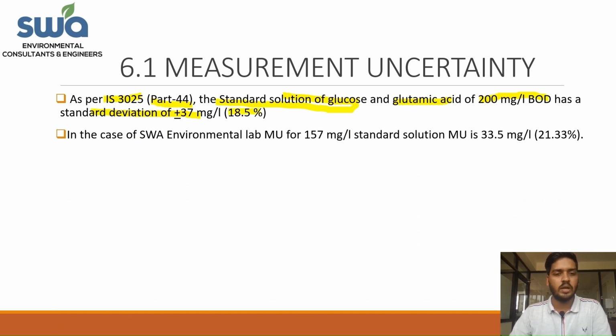In case of our lab, SWA environmental lab, the MU for 157 milligram per liter of standard solution is 33.5 milligram per liter, which is 21.33%. So this was the small data of standard deviation, or you can say the measurement uncertainty for BOD.